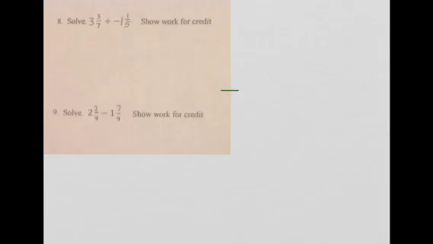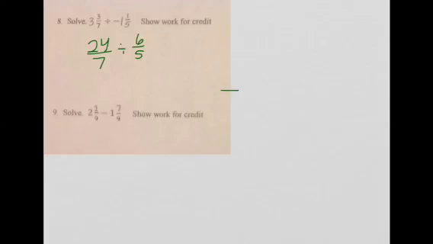I'm going to change them into improper fractions using the times plus thingy. So 7 times 3 is 21. 21 plus 3 is 24 over 7. And then we have divided by 5 times 1 is 5, plus 1 is 6, so 6 over 5.